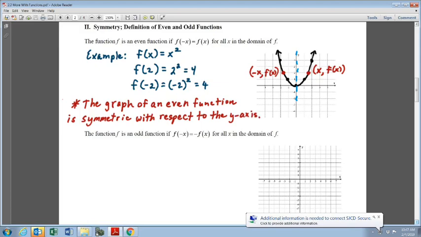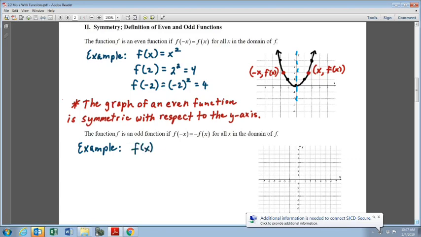Alright, let's go ahead and look at the other definition here. It says the function f is an odd function if f of minus x equals minus f of x for all x in the domain of f. So again, we're basically plugging in minus x into the function, but notice this time we're not getting f of x, we're actually getting the opposite of f of x. So let's look at an example to make sure we understand what's going on here.